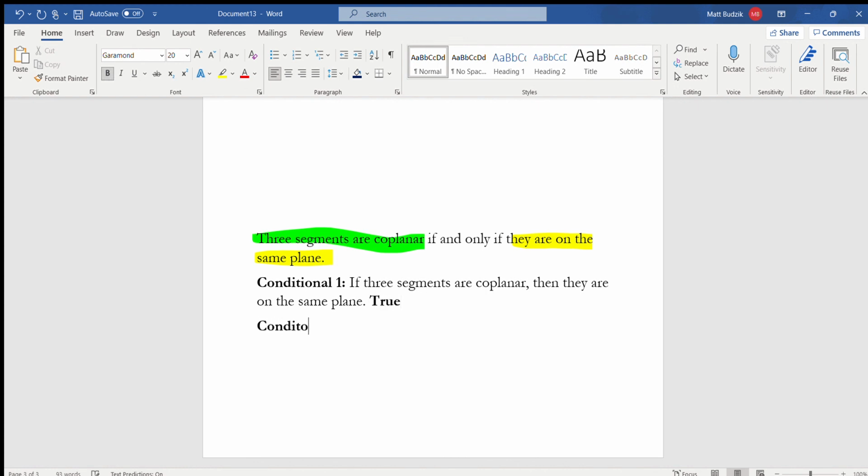Second conditional. This would read, if 3 segments are on the same plane, then they are coplanar. And this is also true. Again, definition of coplanar. So, since both of those conditionals are true, we know for a fact that this biconditional now is also true. And again, the reason is because the original conditional is true as well as its converse.